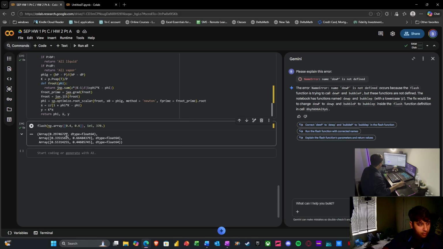So here we have our vapor fraction, and then we have our liquid composition of 33.5% benzene and 66.5% toluene, and then our vapor composition of 55.3% benzene and 44.7% toluene.